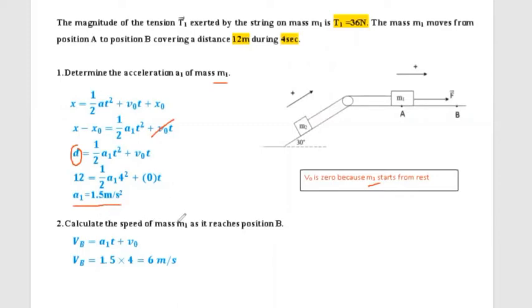Calculate the speed of the mass m1 as it reaches point B. So we said that m1 starts at rest, so VA equal to 0, and we want to find VB. It moves from A to B with a uniformly accelerated rectilinear motion. We want to find its velocity at point B. So we apply the formula VB equal at plus V0. Again, V0 is 0, so VB equal a1, we just found it, times the time it took m1 to move from A to B, which is 4 seconds. So VB equal 6 meters per second.